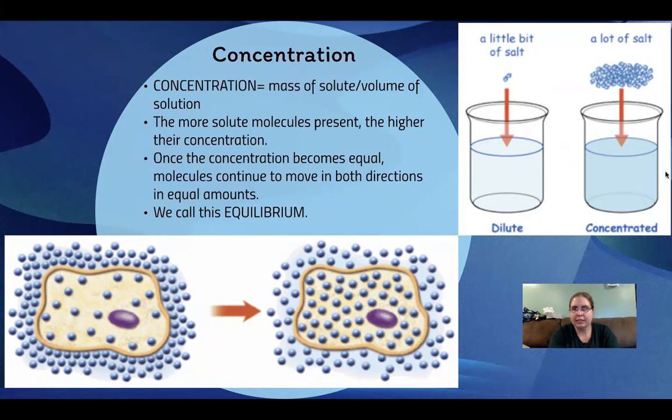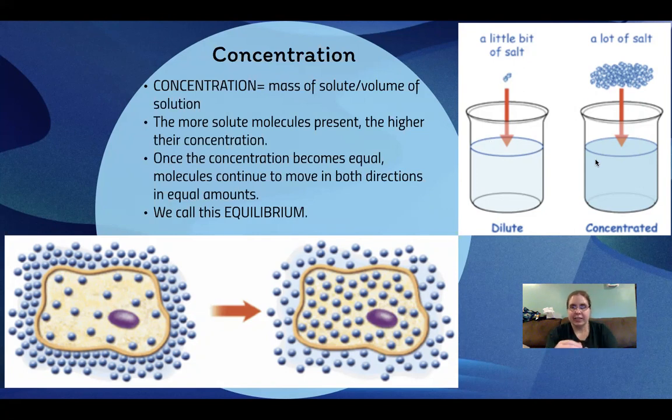So if we look at this picture on the top right, if there's just a little bit of salt in a cup of water, it's a very low concentration of salt. You might not even be able to taste the difference. It's very, very low concentration, so we would say it's a diluted concentration. But if you put a lot of salt in the water, now you have more salt per the same volume of liquid. So we have a much higher concentration.